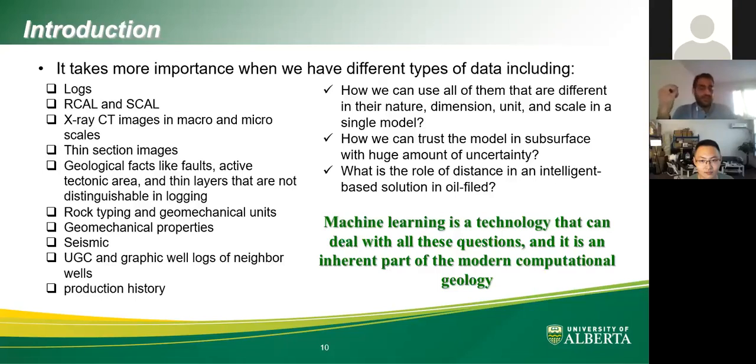Machine learning is a technology, okay? Machine learning is a technology that can help us to deal with all these questions, for involving all these input data in the project, for interpreting big data databases. And it's very important that we know how machine learning can help us, in what type of problems machine learning can help us. Machine learning is not something that you can use for correlation.